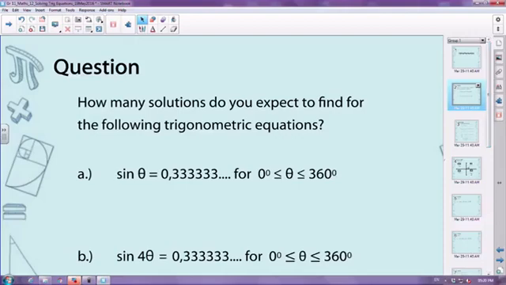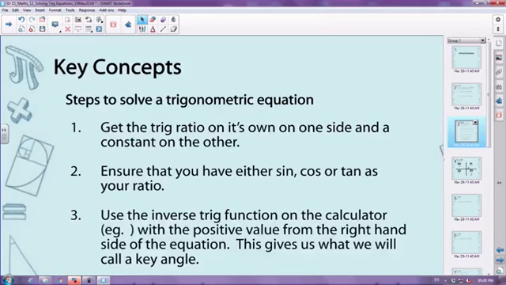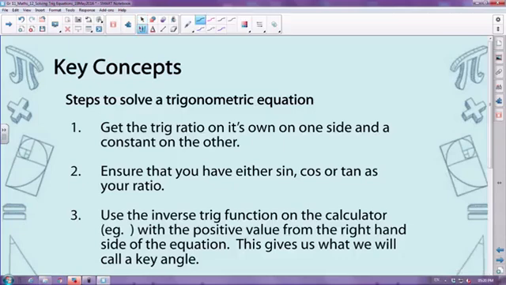Now, I just want us to look at the key concepts for this part of trigonometry, the steps that you need to follow in solving a trigonometric equation. Get the trig ratio on its own on one side and a constant on the other side. Now, what do you mean by that? Let's say, for instance, you've got 2 tan x plus 4 equals 0. Get the trig ratio on its own. So, in other words, I must have tan as the subject of the formula.